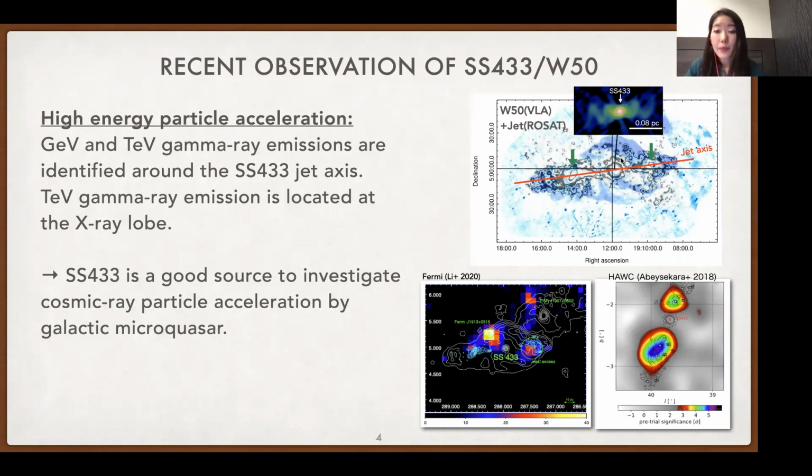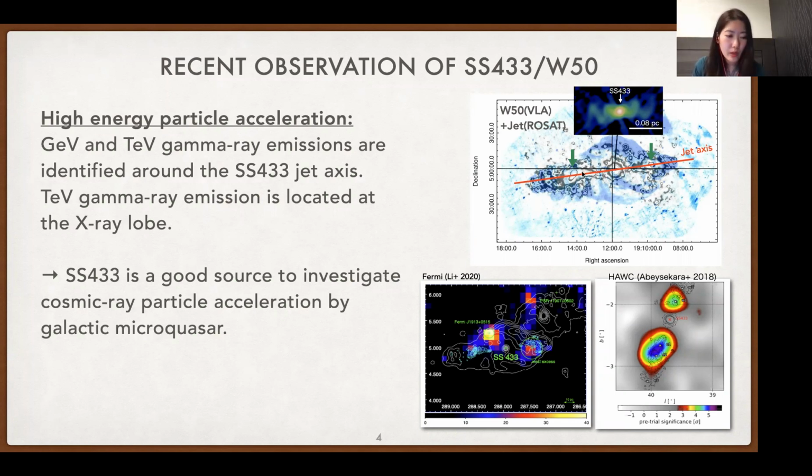In the W50 system, especially the TeV gamma-ray emission is located on the SS433 jet axis like this, around the X-ray lobe. So the gamma-ray emission should be related to cosmic ray particle acceleration to high energy by the SS433 jets. Unfortunately, there is no radio emission around here. It is essential to consider how this region realizes such low radio emission while X-ray and gamma-ray are bright.